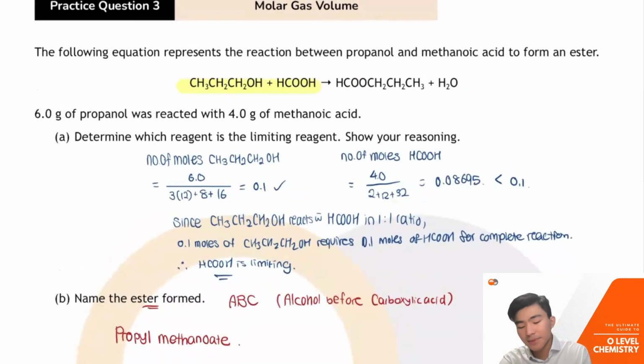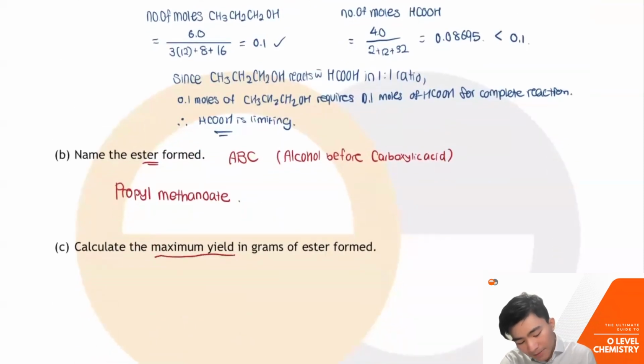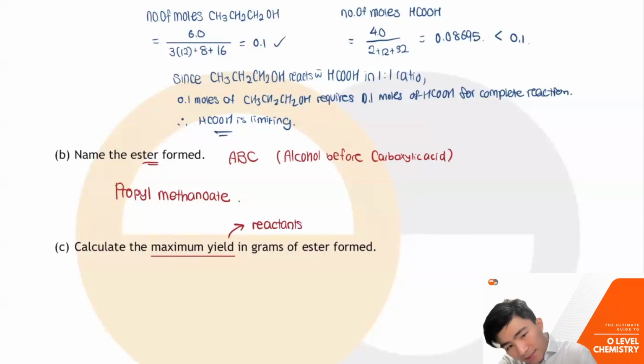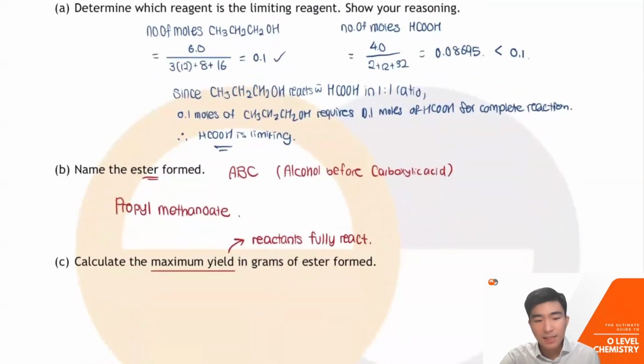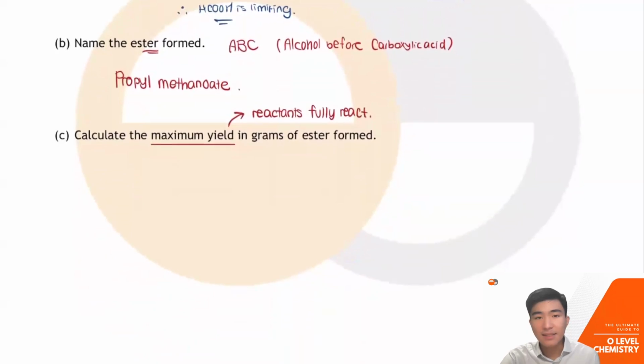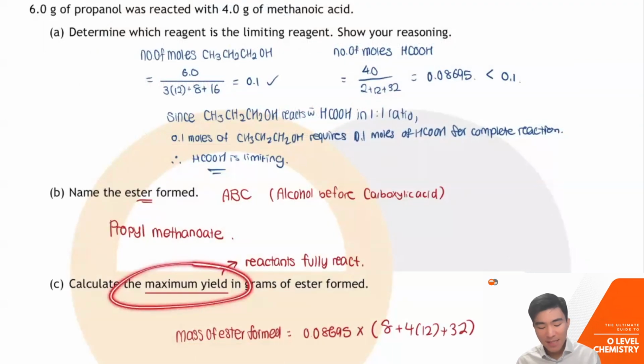They are asking for the maximum yield of ester formed. In other words, the question says maximum yield. Maximum yield means what? Maximum yield is when the reactants fully react. Does that mean the outcome is still limited by the limiting reactant? Yes, the answer is yes. So that means your calculation must be based on HCOOH. Calculate in grams the ester formed. Try this and then type your answer into the chat once you are done.